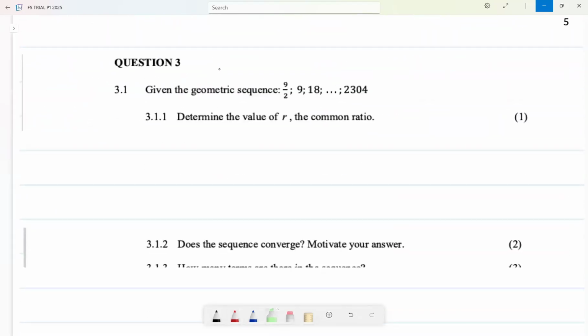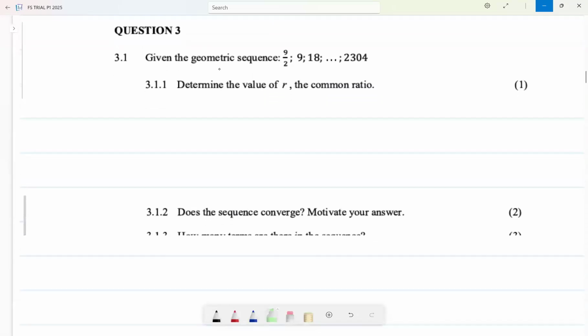So I'm going to record just question 2 and question 3 in the same video, because we are still moving with the momentum of number patterns. Beautiful. Question 3.1 says, given the geometric sequence 9 divided by 2, 9, 18, up to the last term. Remember, this is the last term, Tn. This is the first term, T1, T2, T3, and so on. They say to us, determine the value of R.